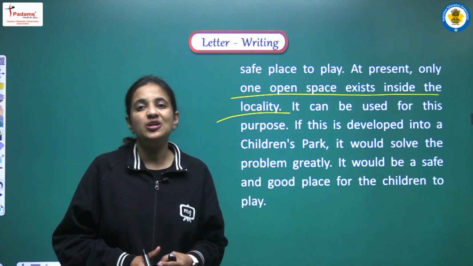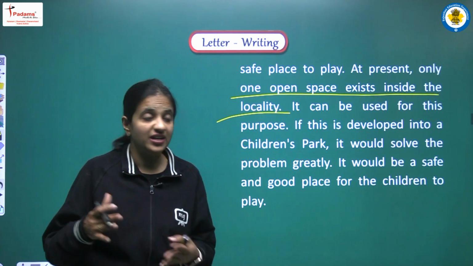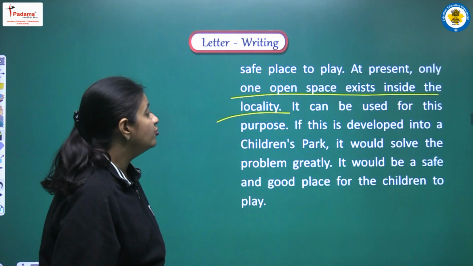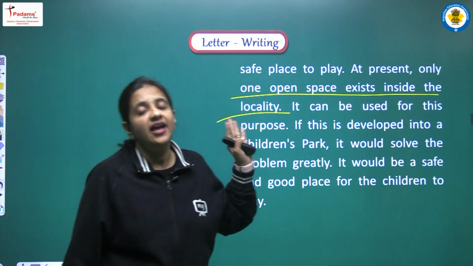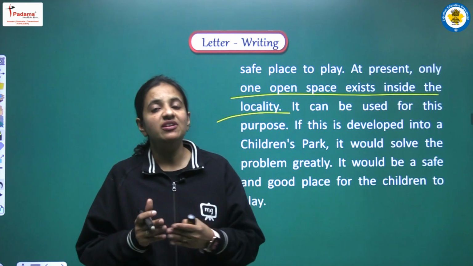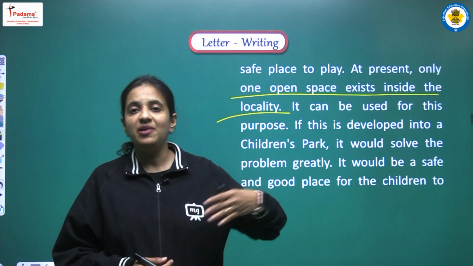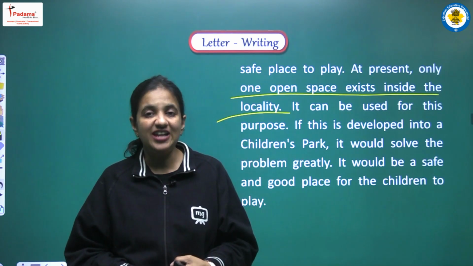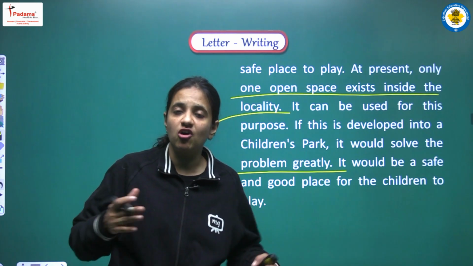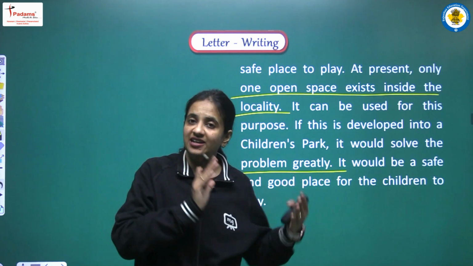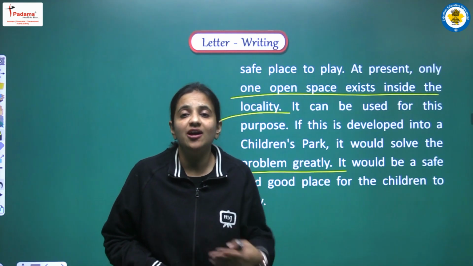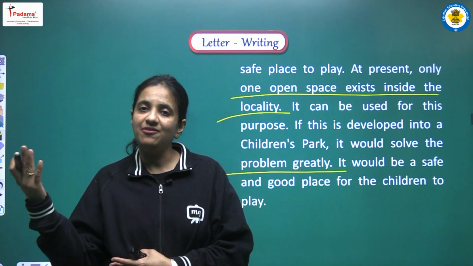This space can be used for making a children's park. "If this is developed into a children's park, it would solve the problem greatly." If this space is developed into a children's park, then definitely the problem that they are playing on the roadside, in the street, will be resolved. They have no park, and in our locality there is an open space. So if that space is developed into a children's park, definitely they will play there only.